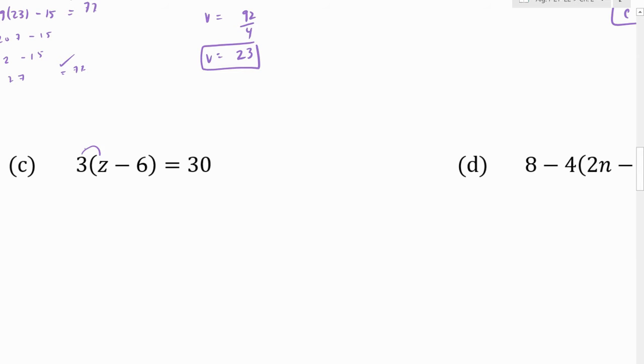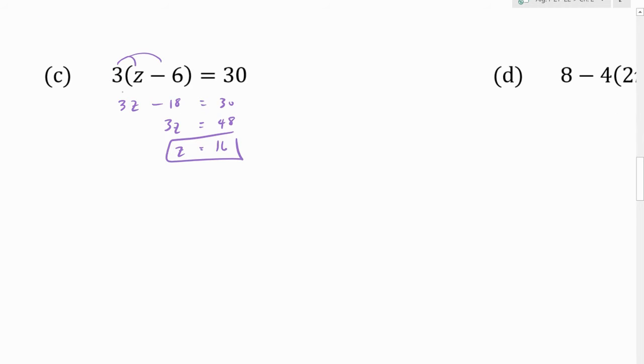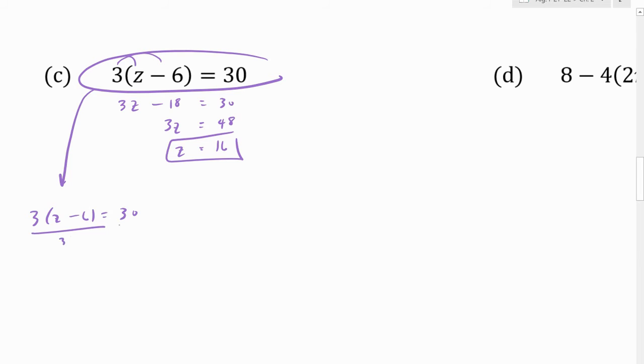This one, a couple ways you could do it. You could distribute the 3, which usually in Algebra 1, that's what everybody does first. And then we could add 18 to both sides and get 48. Divide both sides by 3. And there's our 16. You could also, right up here, divide both sides by 3 before you ever started, because that just makes that go away. And then just add 6 to both sides. Same answer.